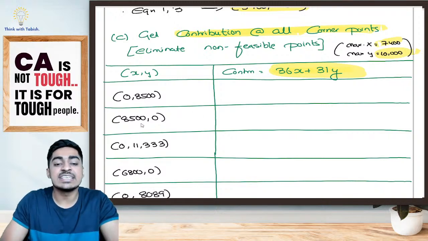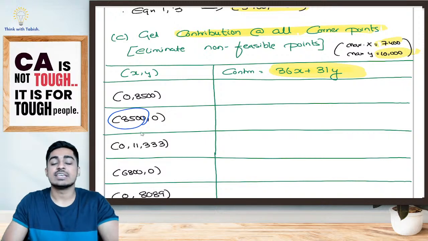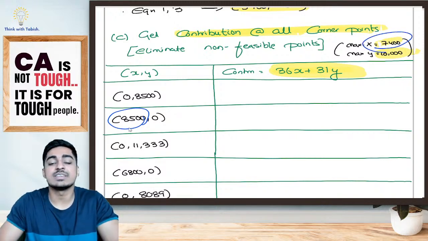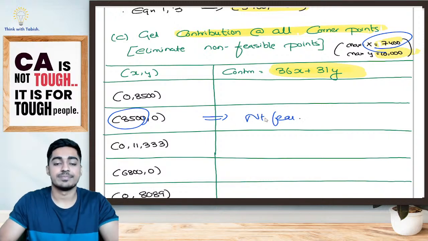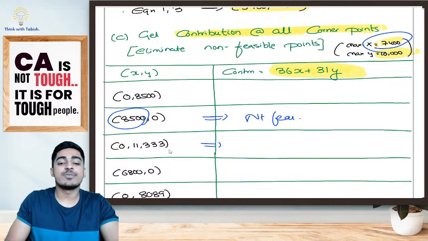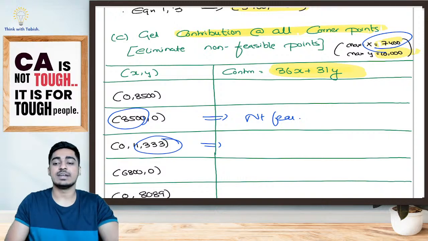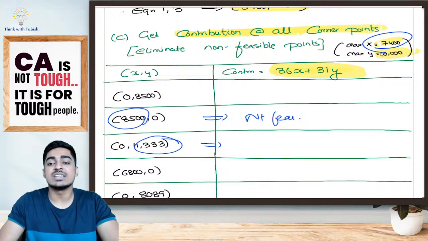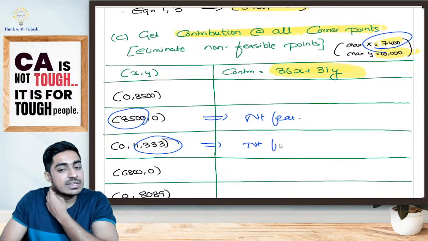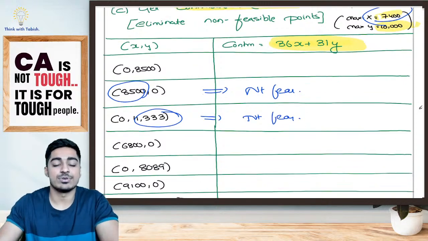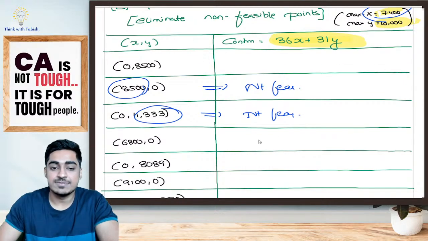Second option, X is 8,500. What is the point of producing 8,500 units of X? Well, the demand of X itself is 7,400. So it is not feasible. Third, Y is 11,333. The question tells us the maximum demand of Y itself is 10,000. Then what do we do by producing 11,333? It is not feasible. Fourth, 6,800, 0, feasible.